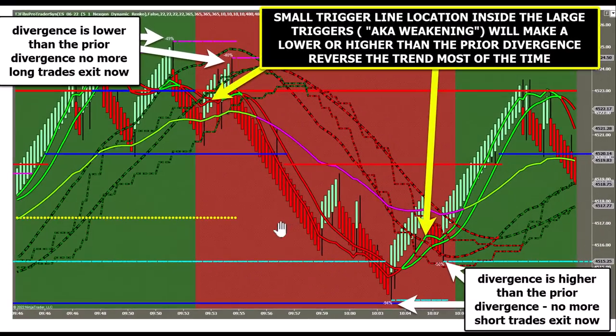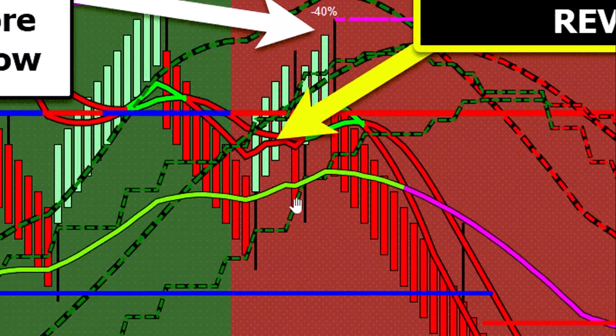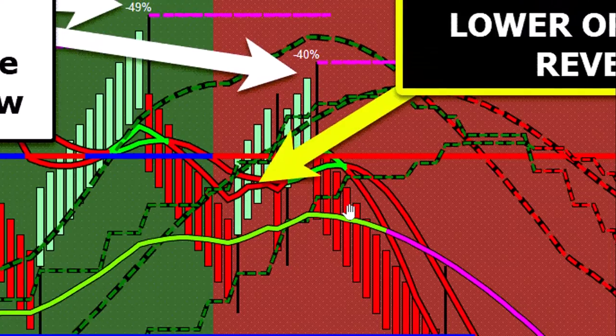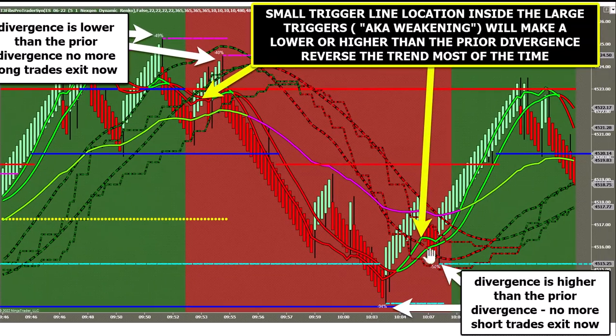The rule is, if the small trigger lines are located physically in between the large triggers, that's what we call weakening. Loss of momentum, weakening, inside. There's a lot of different ways you'll hear us say this in the classroom and in some of the videos, but the short version is if the small triggers are located inside of the large triggers, any divergence can reverse the market. So it doesn't have to technically have 2 divergences or a higher divergence.